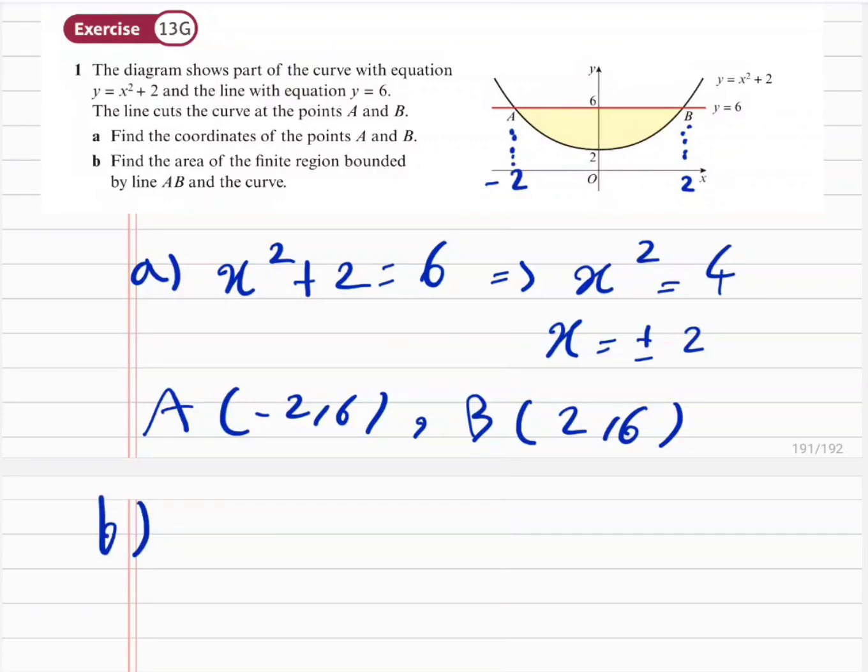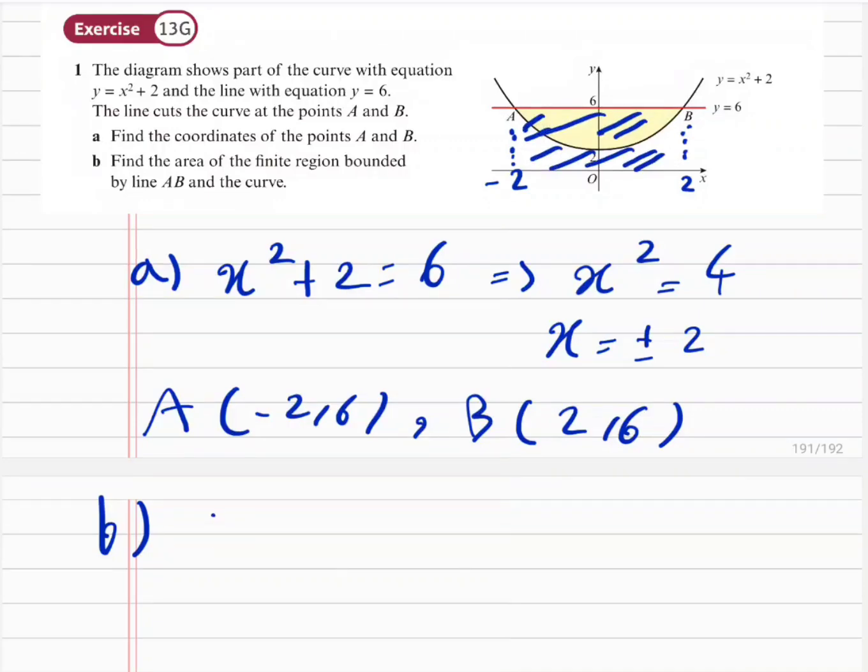Okay, part B is where it gets interesting. We want to find the area of the finite region bounded by line AB and the curve. So it's obviously the yellow region. In order to find this, we just need to understand the meaning of integral when it comes to finding areas. Essentially, if we integrate the line y equals 6 between minus 2 and 2, that's going to give us the area that is bounded by the line and the x-axis. So that's going to give us this area.